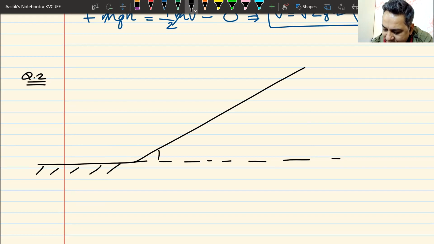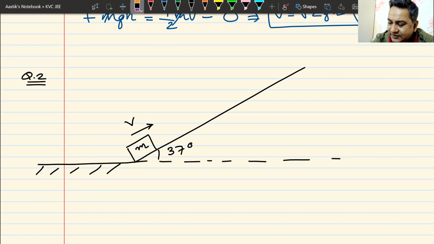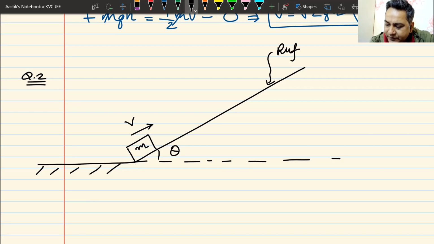Now I have this inclined plane. Let us say it is 37 degrees, because I want some good numbers here. I am projecting a body of mass m with velocity v. Let me not put this as 37; let me make it a general question and put it as theta, so that I get the answers in a general form. So moving up, I projected it up. Now I just want to make the question a bit more lengthy. I make the floor rough, and the coefficient of friction is mu.